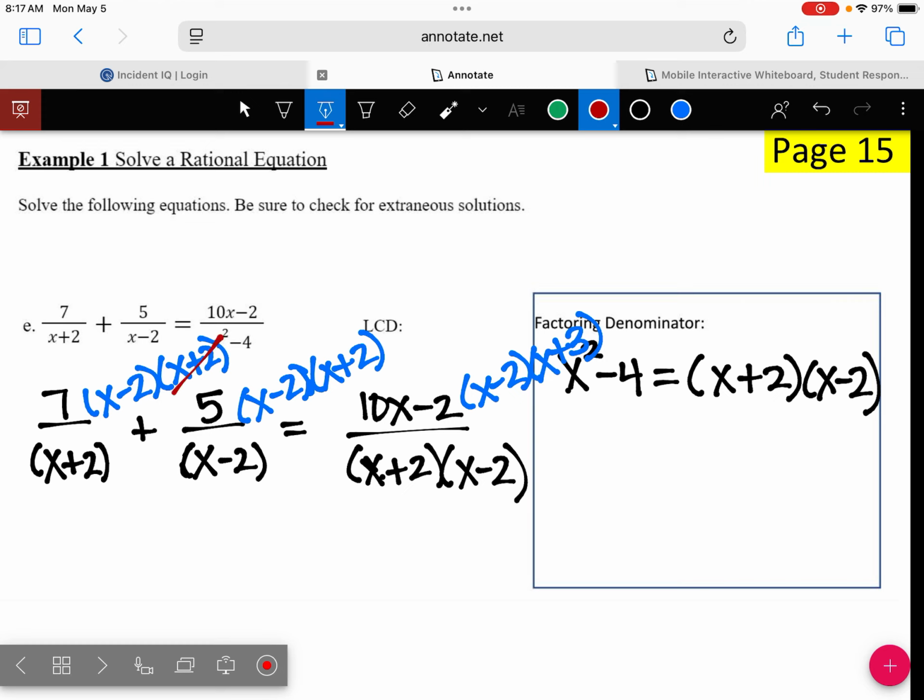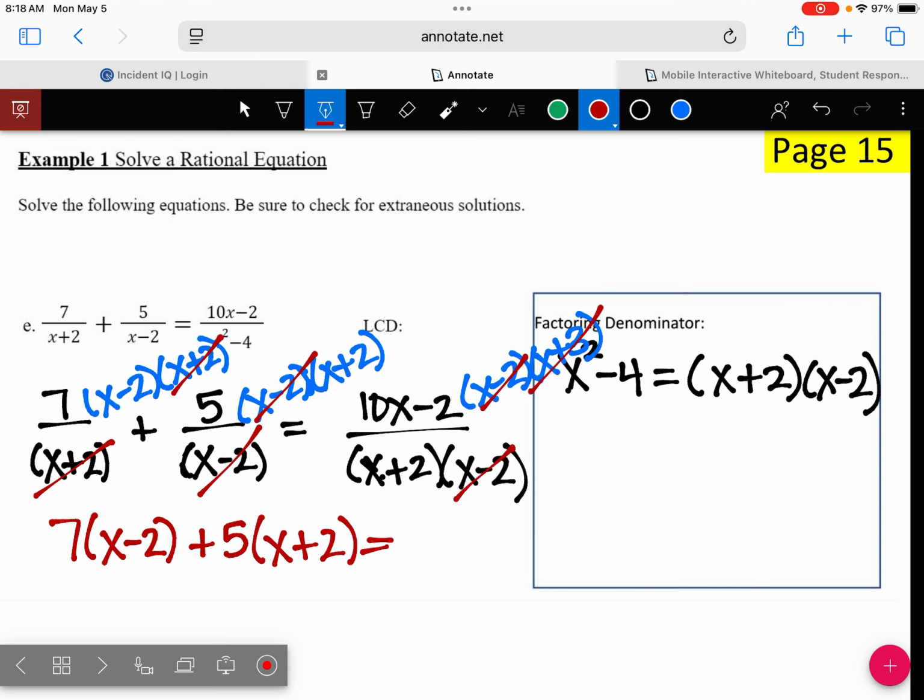And we're going to cross out. On the first fraction, just the x plus 2 goes away. On the second fraction, just the x minus 2 goes away. And on the last fraction, they both go away. Oh, I put a 3 back there, but that should be a 2.